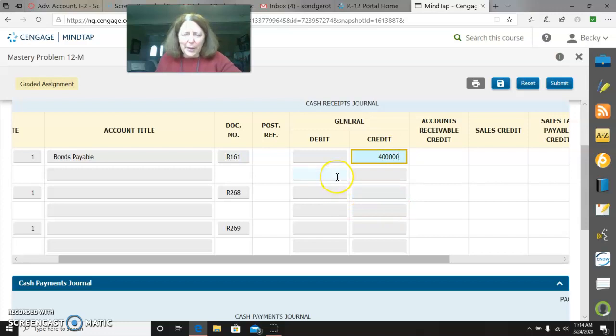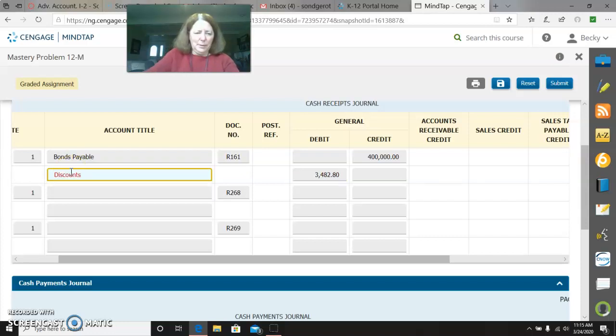And then I know that I debited cash for $396,517.20. I credited bonds payable for $400,000. So the difference to make my debits equal my credits is a debit of $3,482.80. And if it is a debit when I issue these things, discounts are debits. Discount on bonds payable.